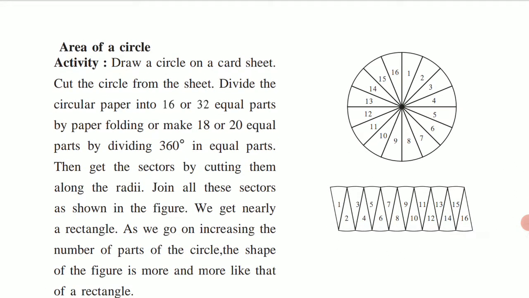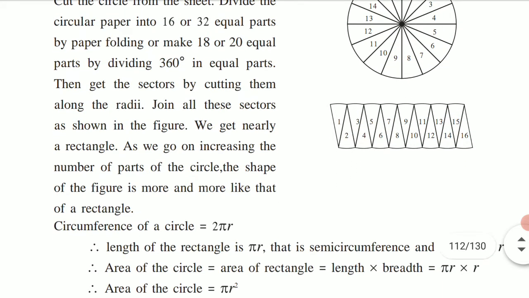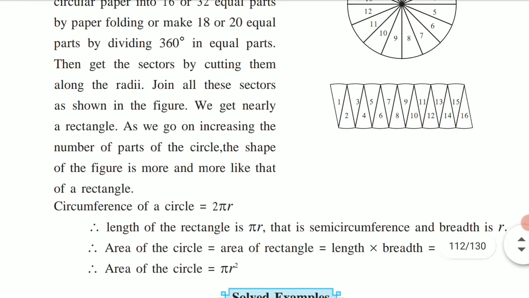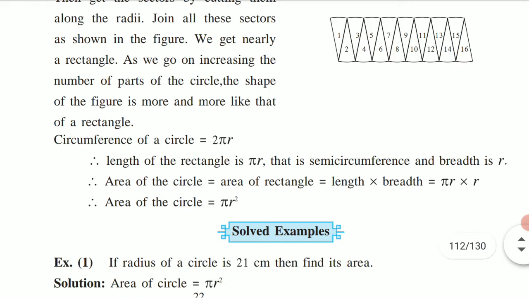Now let us see how to calculate the area of a circle. Here one activity is given to you. Activity: draw a circle on a card sheet. Cut the circle from the sheet. Divide the circular paper into 16 or 32 equal parts by paper folding, or make 18 or 20 equal parts by dividing 360 into equal parts. Then get the sectors by cutting along the radii. Join all these sectors as shown in the figure.